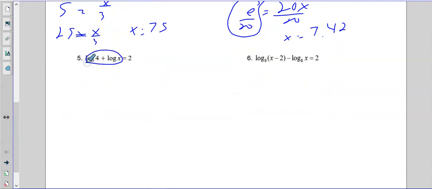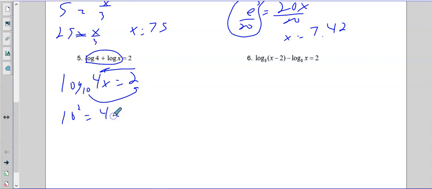Again, simplify, condense it. All right. We write log once, that's a base of 10. 4 times x, not 4 plus x, equals 2. Swish and flick. 10 squared equals 4x. That's 100. And divide by 4, x is 25.